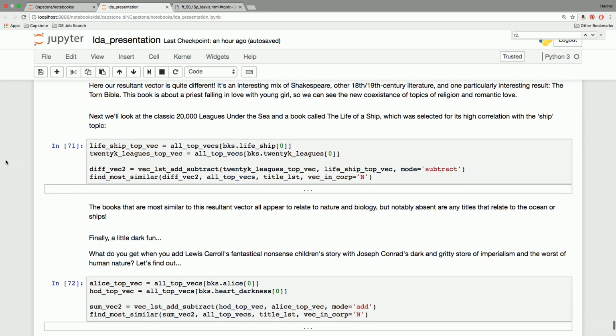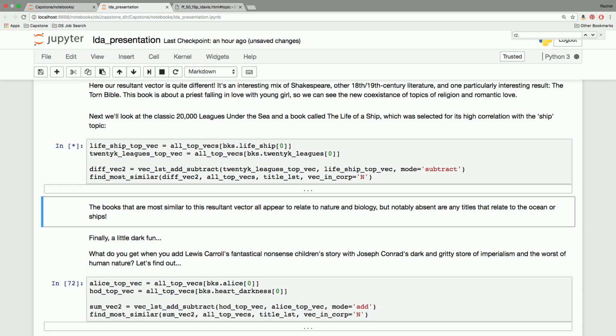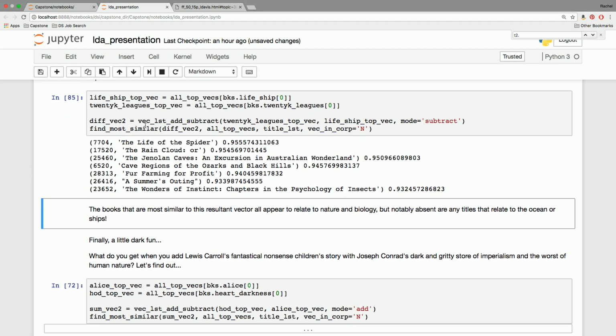So let's do a couple more demos of this, and then I'll wrap it up. So I've looked at 20,000 Leagues Under the Sea. That's a famous kind of classic novel, and I'm taking out of it this book that's pretty much about ships. It's pretty much a dead-on match for the ship's topic. So basically, I'm subtracting ships, marine, going, whatever, out of 20,000 Leagues Under the Sea. And what we get out of that is a bunch of kind of naturalism and adventure books, but nothing having to do with the ocean. So we've taken 20,000 Leagues Under the Sea, and these are what you get out when you do that.